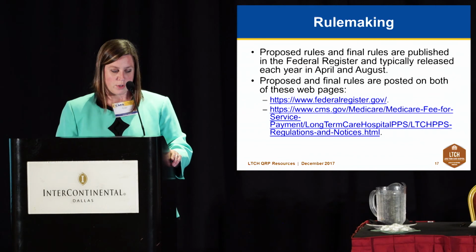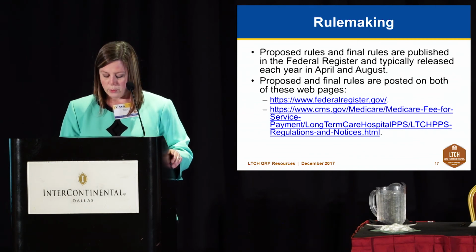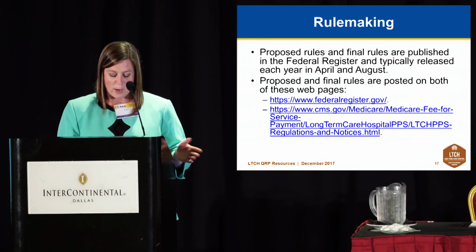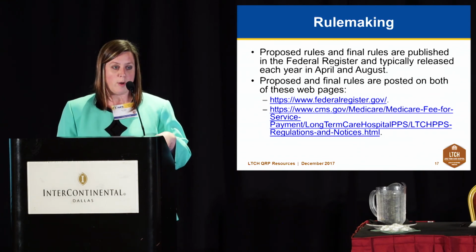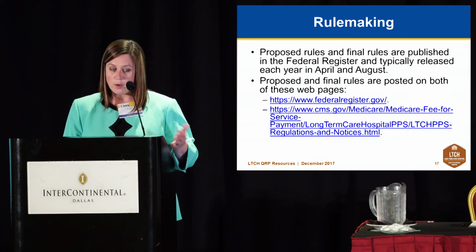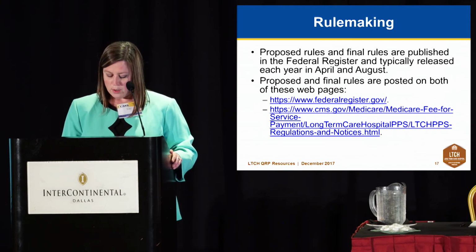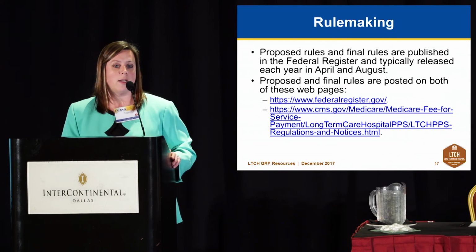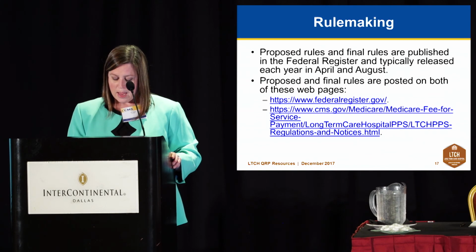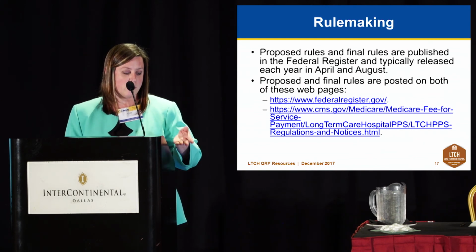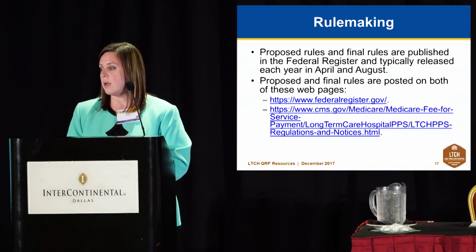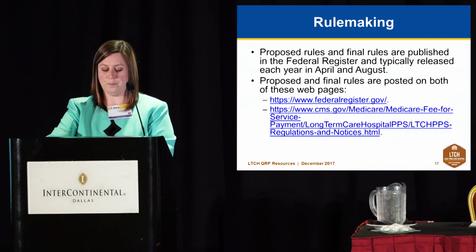So the Federal Register holds the proposed and final rules, and they're typically released in April and August of each year. It's really good practice to review the rules when they're in their proposed form so you can get a jump on what may be coming down the pike. But you can also provide feedback, and you can begin to prep your facility for anything that you think may be implemented in the final rule. And on this slide here, we have the links for the Federal Register, so you could access them primarily and review.